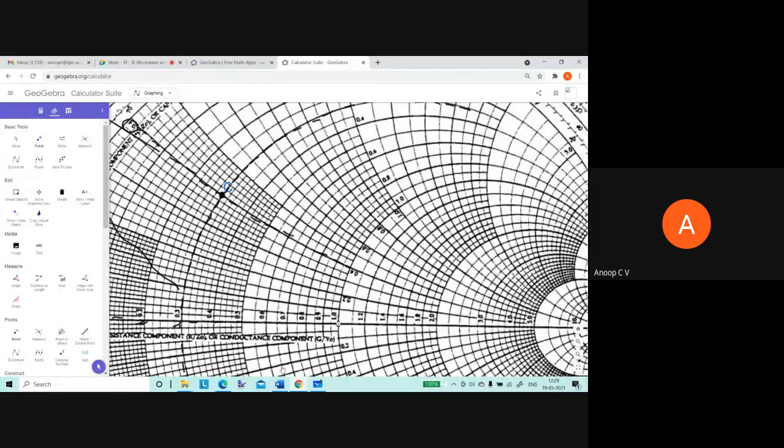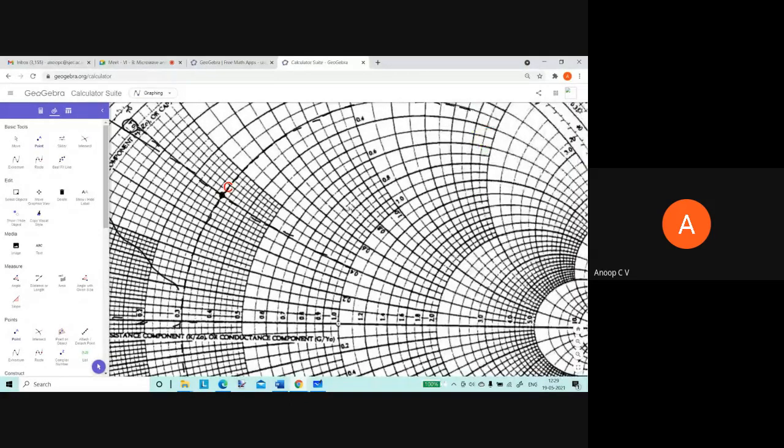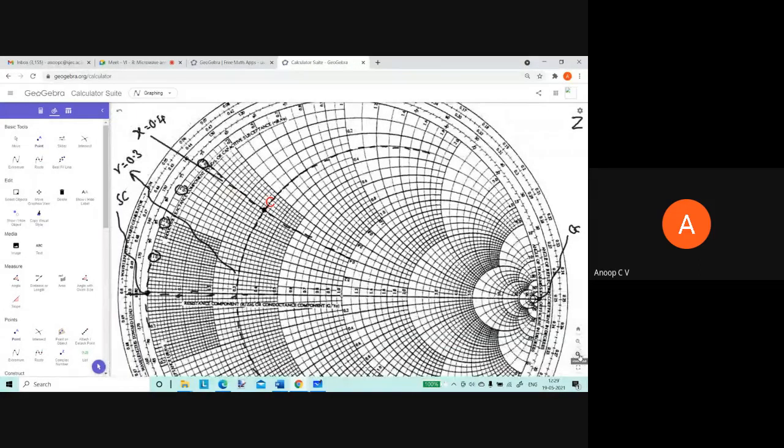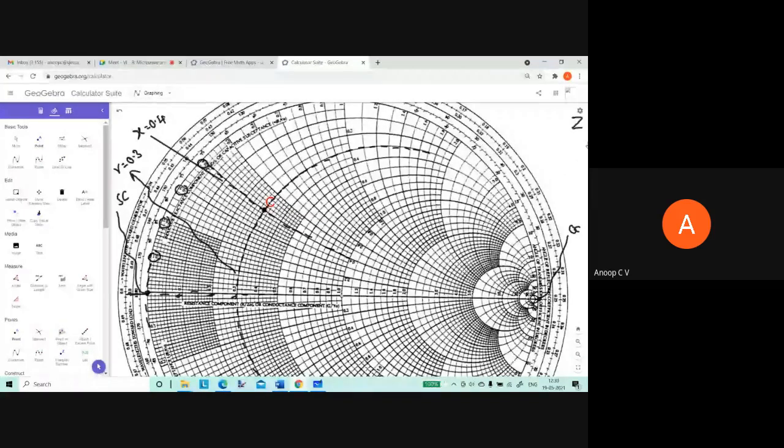Point C is the point of intersection of actually what? All of you are able to see this? I'll make the color a little bit dark. This point C is the point of intersection of R equal to 0.3 and X equal to 0.4. I hope all of you are able to appreciate this. How did I find it? Is it okay? So now that we have located the normalized impedance point on the Smith chart.